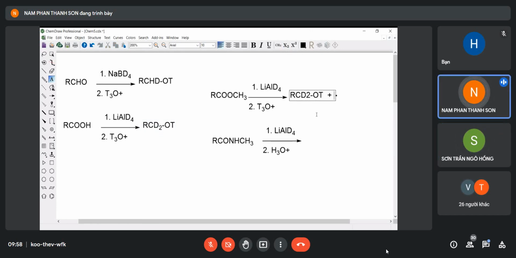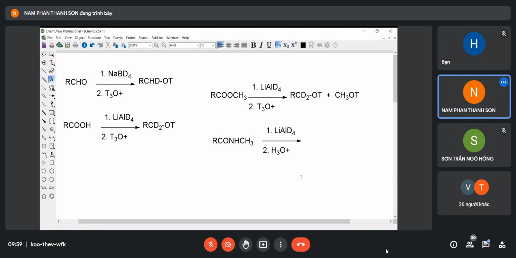And the second, in ester, we have 2 products. CH3, O, and OD. How come it's OD? It's OT. Oxygen is negative, D is negative. Remember in organic chemistry, negative likes positive. Negative never reacts with negative. So we have OT. We have CH3OT here and CD2OT here.